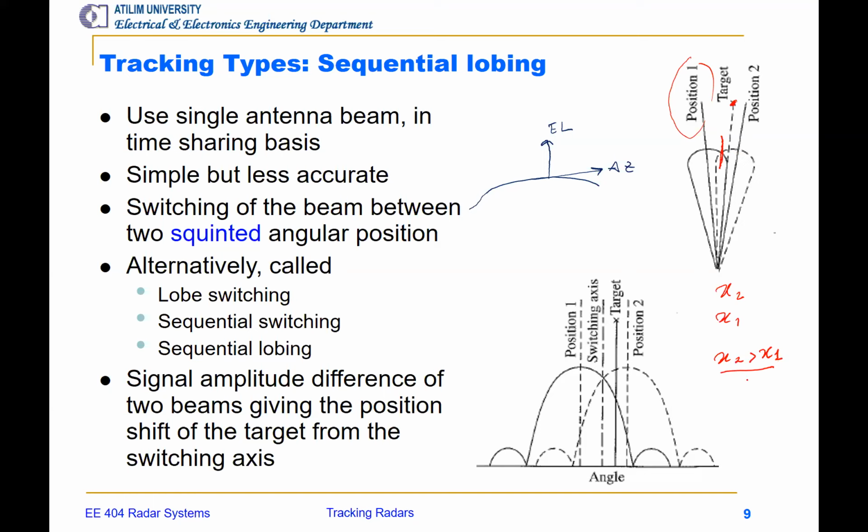So since x2 is greater than x1, then we have to move the antenna to the right. In the next position, we do another measurement and then move it. Do another measurement and move it. Of course, this is a very high-level description of the operation. In reality, there are too many parameters here, and you have to spend lots of time to design such a simple system.